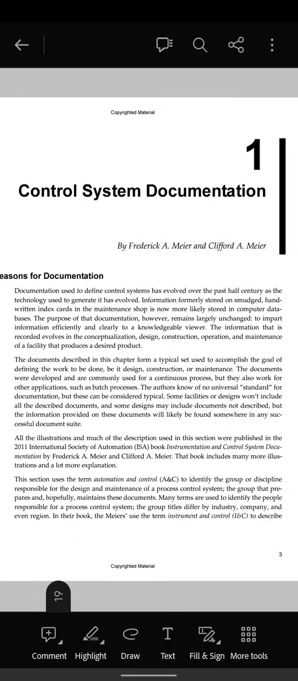The documents were developed and are commonly used for continuous processes, but they work for other applications such as batch processes. The authors know of no universal standard for documentation, but these are stereotypical. Some facilities or designs won't include all the described documents, and some designs may include documents not described, but the information provided on these documents will likely be found somewhere in any successful document suite.